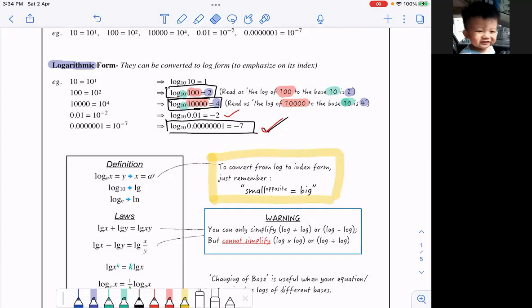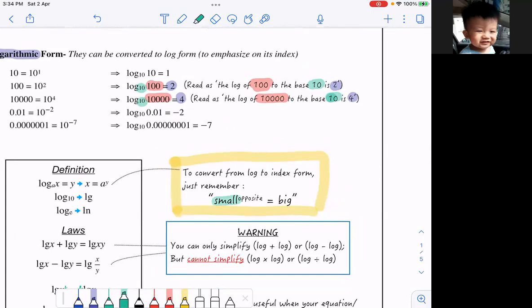Because I couldn't understand logs, I invented something that is very nice for me. How do you read the log thing? You see, I say small to the power of opposite equals big.